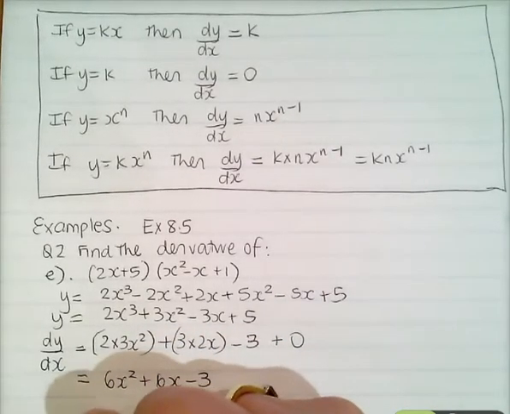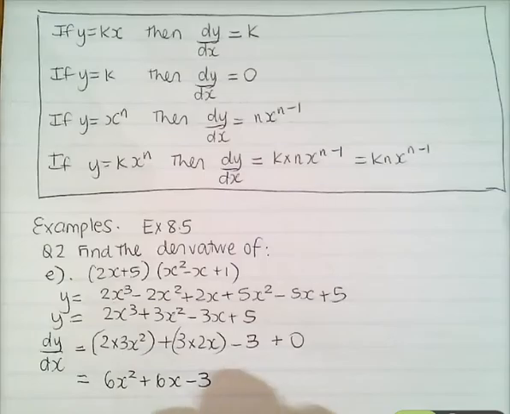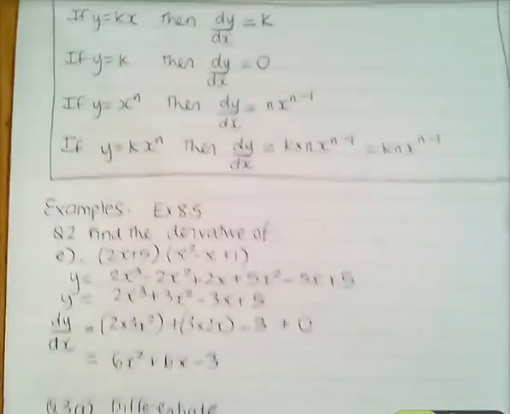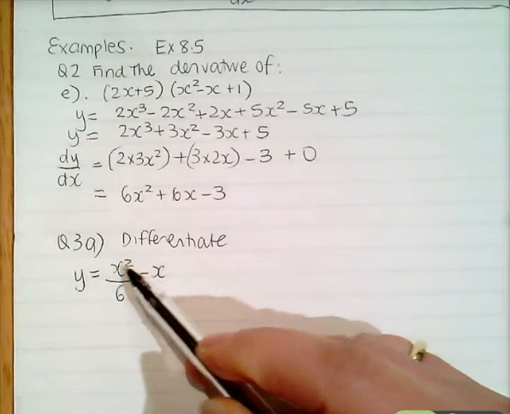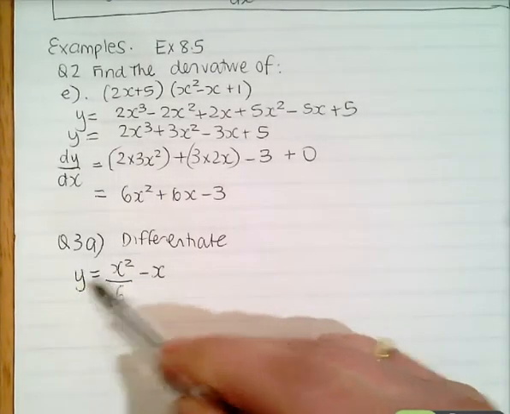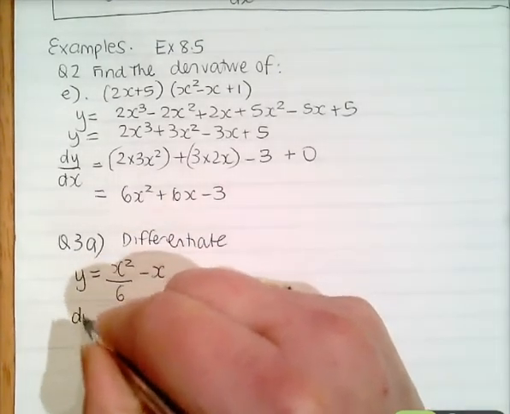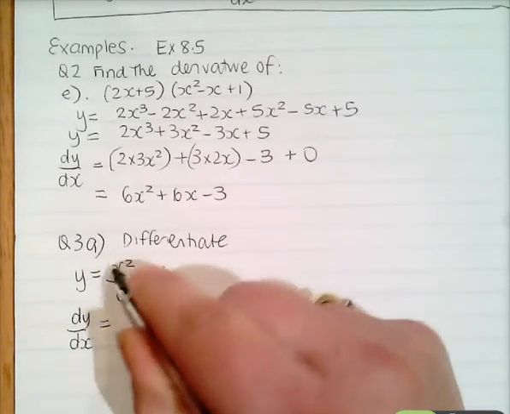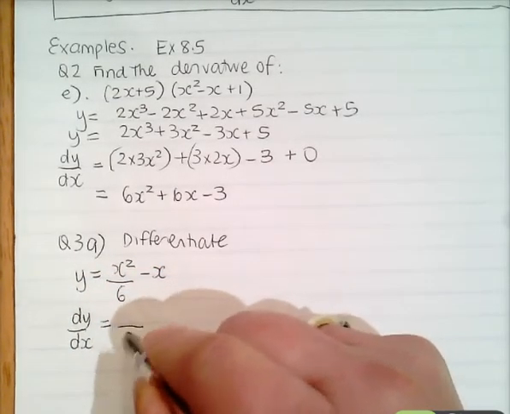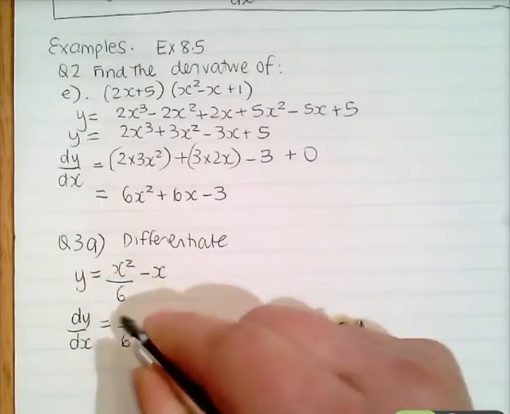Okay, we're now going to look at question 3a from exercise 8.5. And the question is to differentiate the following: x squared over 6 minus x. So I'm going to let y equal that. Therefore, dy/dx is, now remember this 6 is just a constant. So I'm just going to keep it there, and I'm going to differentiate the x squared.